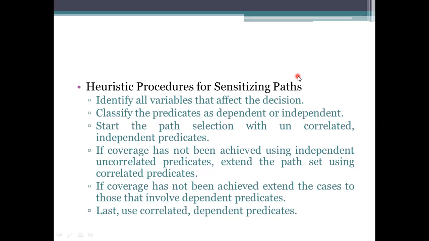We also need to find out the correlated and the uncorrelated predicates, and then start the procedure. How do we start the procedure? Take the uncorrelated and independent predicates. Select only some predicates and try to cover all the paths. If these two achieve enough paths, mark them and place them there. Then see whether the coverage has finished or not. If it is not finished, go to another step.